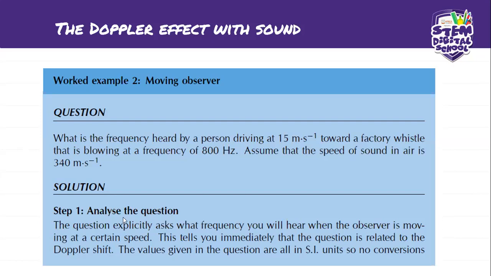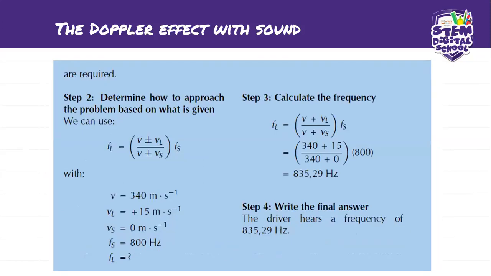So what will this be? This will be our V, the normal V, and this will be our V heard by a person driving. So this is our listener, this is our VL. The question explicitly asks what frequency will you hear when the observer is moving at a certain speed. This tells you immediately that the question is related to the Doppler shift. The values given in the question are all standard units. So our step is to determine how to approach the problem.